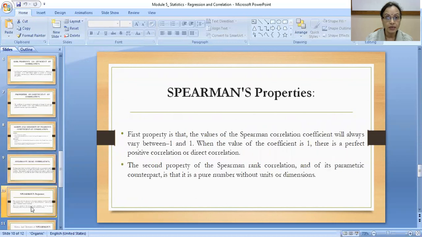Spearman's properties are, the first property is that the value of the Spearman correlation coefficient will always vary between -1 and 1. When the value of the coefficient is 1, there is a perfect positive correlation or direct correlation. The second property of the Spearman rank correlation and of its parametric counterpart is that it is a pure number without units or dimensions.